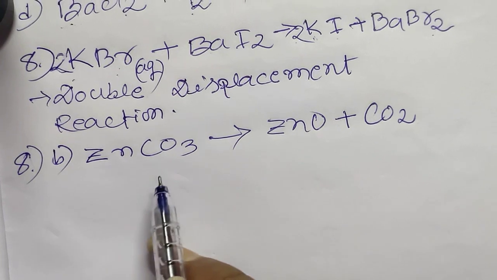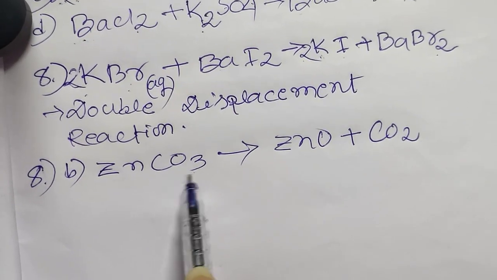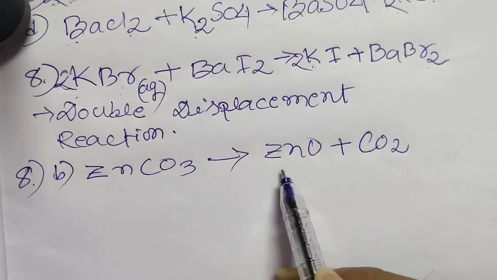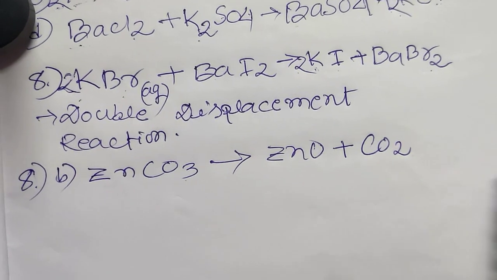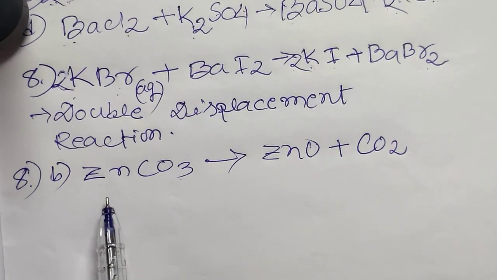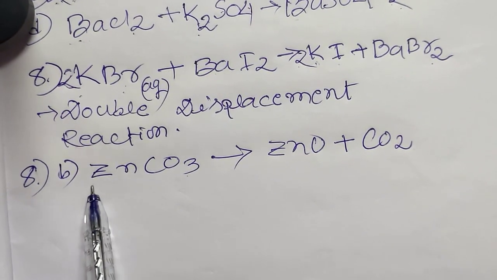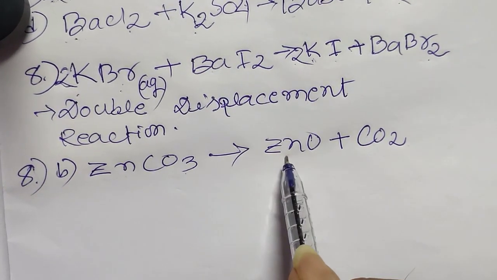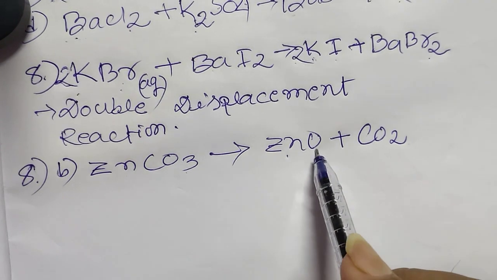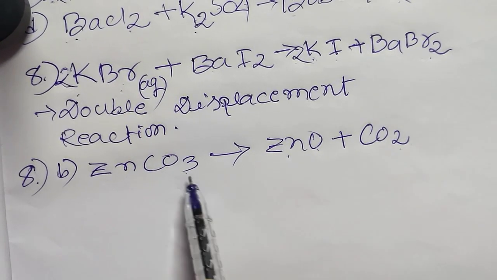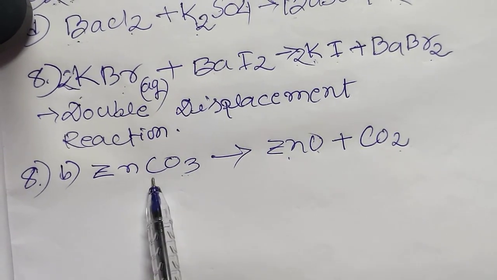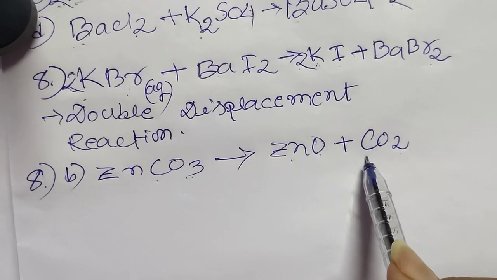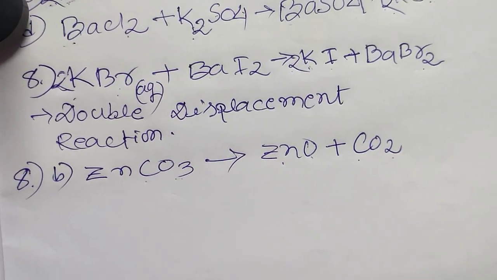Let's see, this is the chemical reaction. Zinc carbonate gives rise to zinc oxide and carbon dioxide. Now count the number of atoms on each side. The number of zinc atoms on the reactant side is 1, and here also 1. The number of oxygen atoms is 1 plus 2, which is 3, and here also 3. Carbon is 1 and here also 1. That is why it is already balanced.